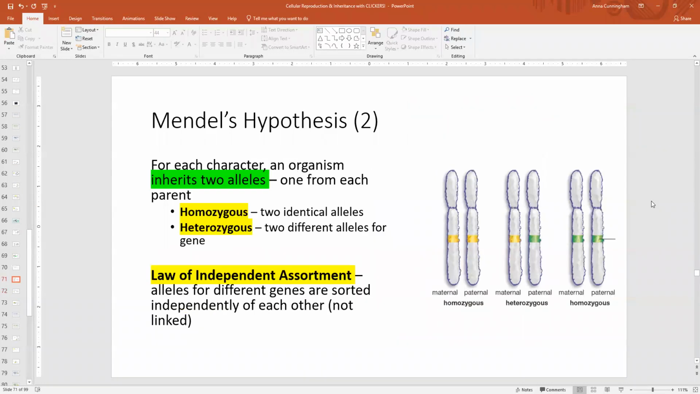His second hypothesis is that you can have two versions of the same allele. You're homozygous, or you have a different version, different alleles. That's heterozygous. The law of independent assortment says those are not traveling together. They're inherited kind of independently of each other.